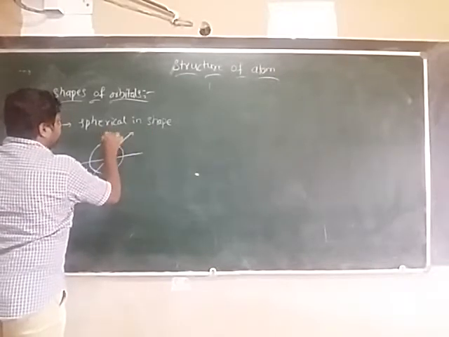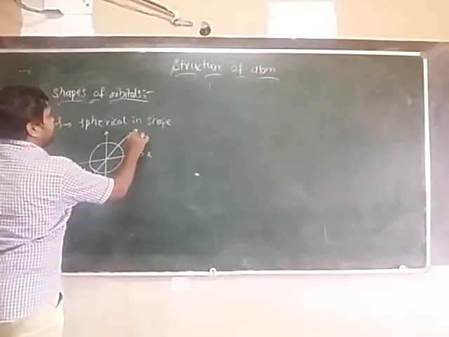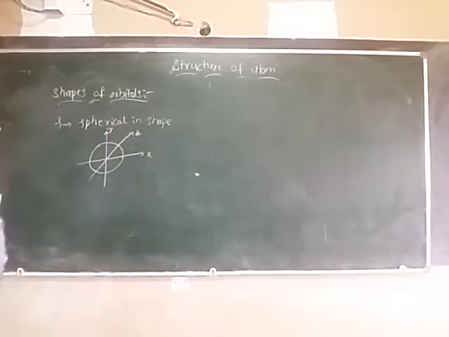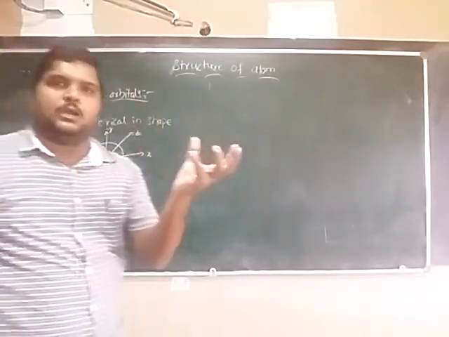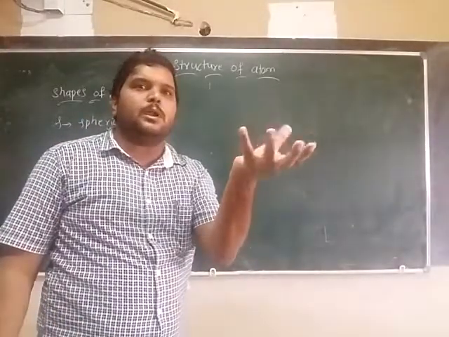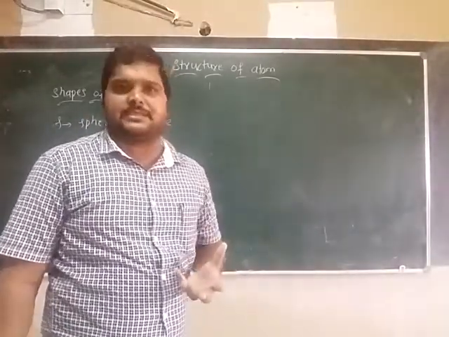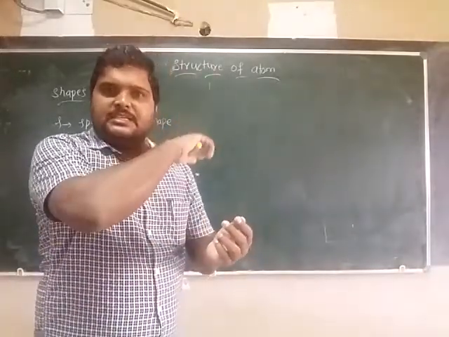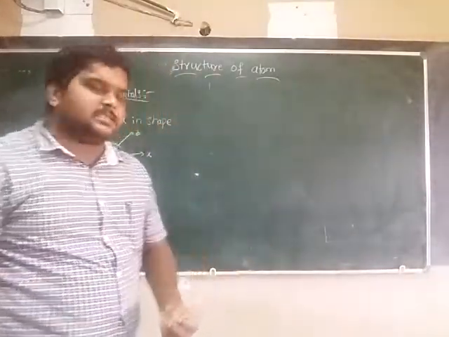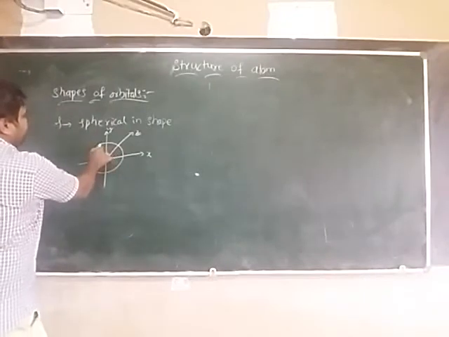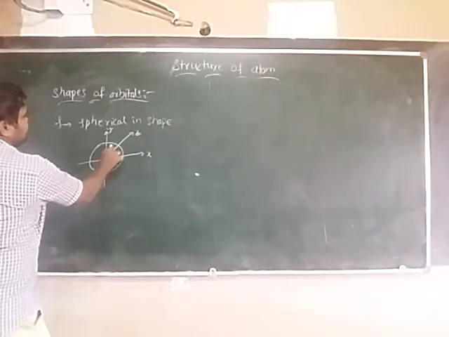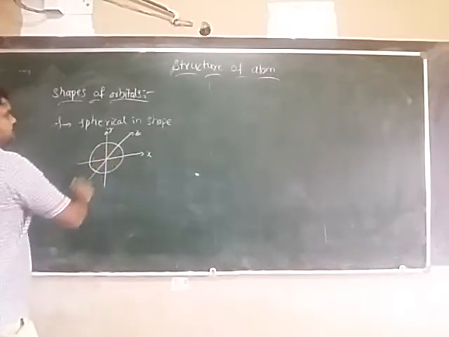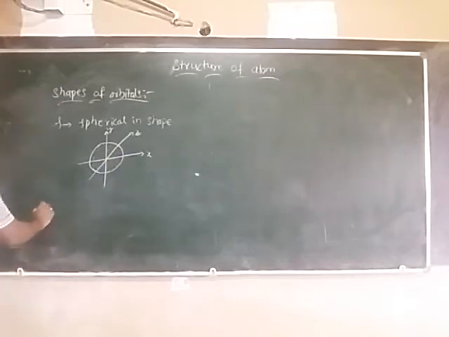This is one x-axis, another one z, another one y. Suppose you take one round ball. Is it clear? If you take the round ball, how is it like? That is the shape of the s orbital. So one is x, one is y, another one is the z axis. So the probability we will find is in this sphere. Is it clear? Actually, the s orbital is non-directional.